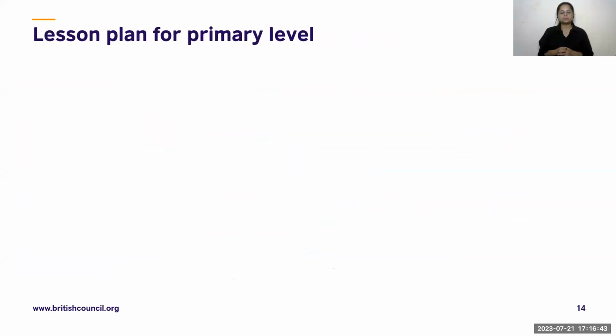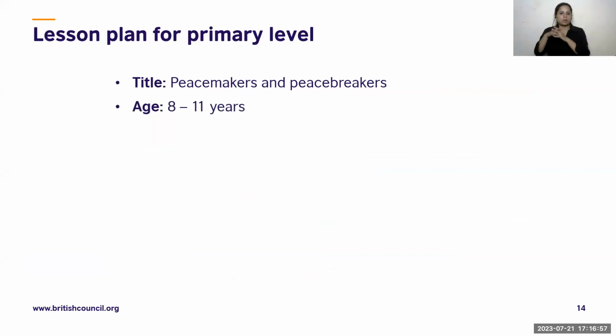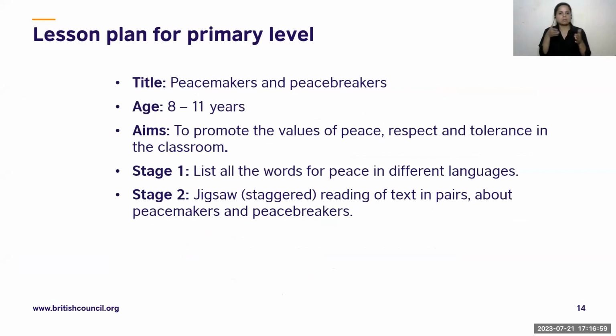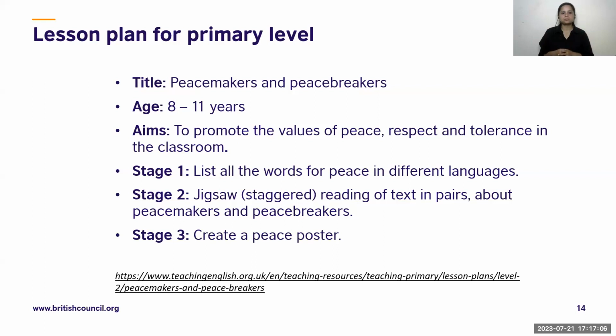Now let's look at another lesson plan for primary students. This is related to goal 16, which is peace, justice, and strong institutions. It's taken from a website called Teaching English. It's about peacemakers and peace breakers. Basically, the aim is to promote peace, respect, and tolerance, and they also create a peace poster. You can access this lesson plan through the link, which gives you a complete breakup and also the worksheets and how to execute it in the classroom.